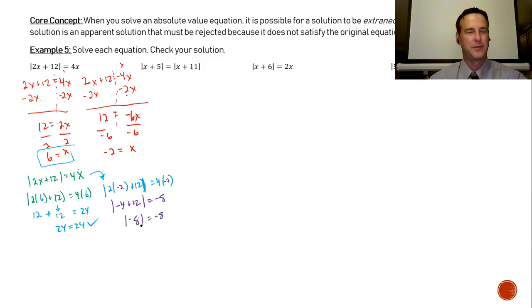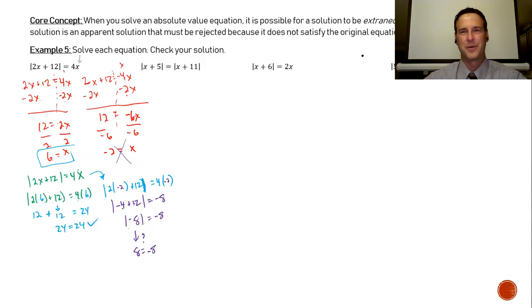But when you take the absolute value of -8, what happens? It becomes a positive 8. And that is not equal to -8. So this is a crazy situation here. We got this x on the back, and when I test it, you find out that it does not work. It's not valid in the end. So I'm going to say this is called an extraneous value.